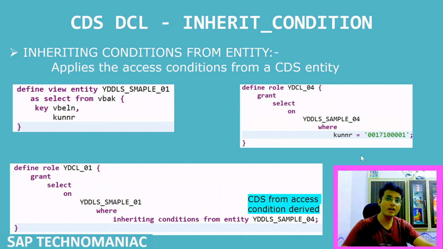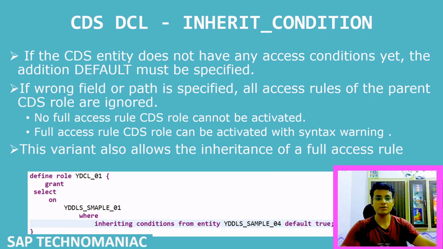But if we don't have the full grant access for this CDS, and you try to activate while using a wrong field, you will not be able to activate the CDS role. If you don't have Kunnar here and you try to activate, it will fail. I will show you all these things in the system as well. So, if there is no full access rule, the CDS role cannot be activated. If there is a full access rule, it will be activated, but you will get a syntax warning.